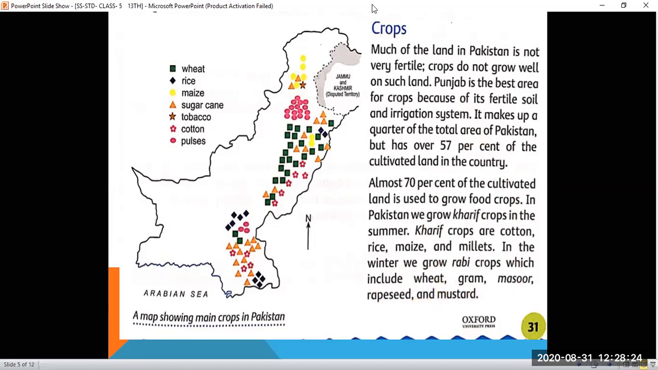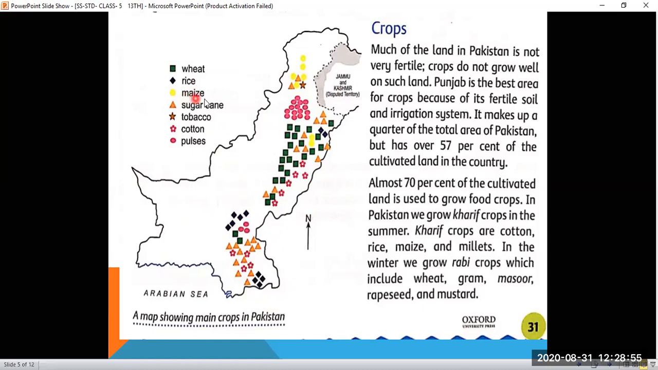So this is the map showing the main crops in Pakistan, and these are the key points. This green color square is for the wheat. These are the wheat growing areas in Pakistan, especially in Punjab. This map shows the Punjab and this shows the Sindh area. This is the Balochistan area and this is Jammu and Kashmir.